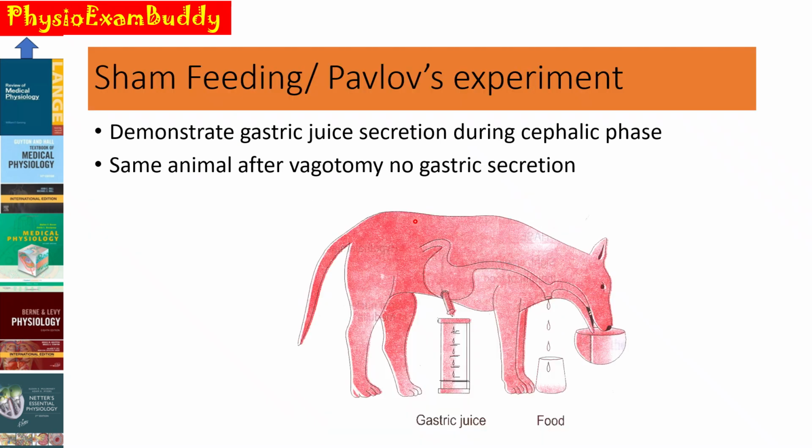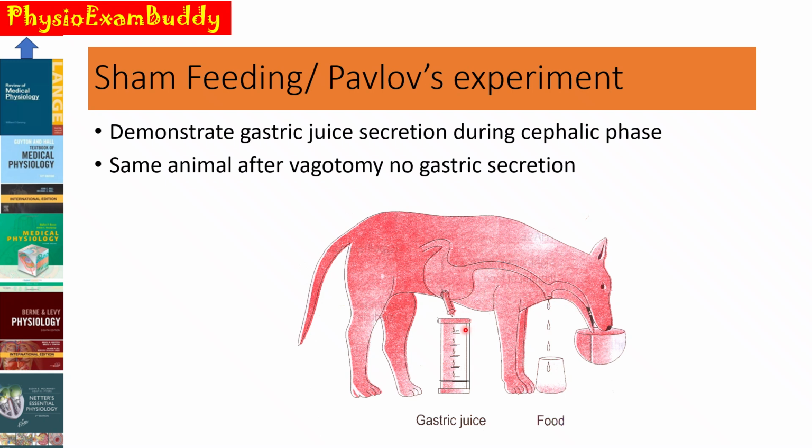The next experiment which helps to prove the cephalic phase is the sham feeding or Pavlov's experiment. It demonstrates the gastric juice secretion during the cephalic phase in a dog. A hole is made in the neck of an anesthetized dog. Whenever the dog eats food, the secretion will come and the food will come out through the cut end of the esophagus. So the food is not going into the stomach, but the dog has a satisfaction of eating.